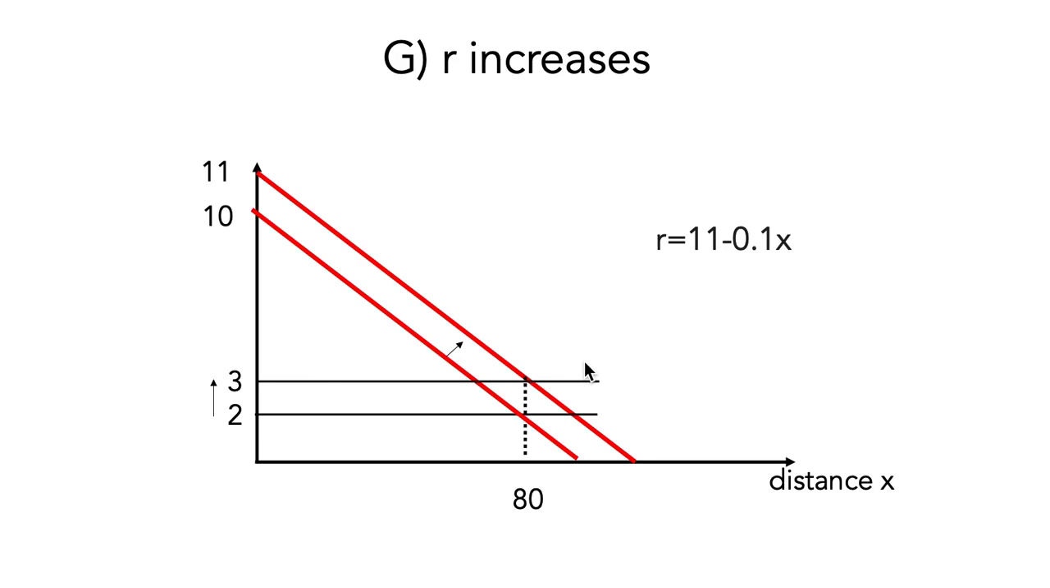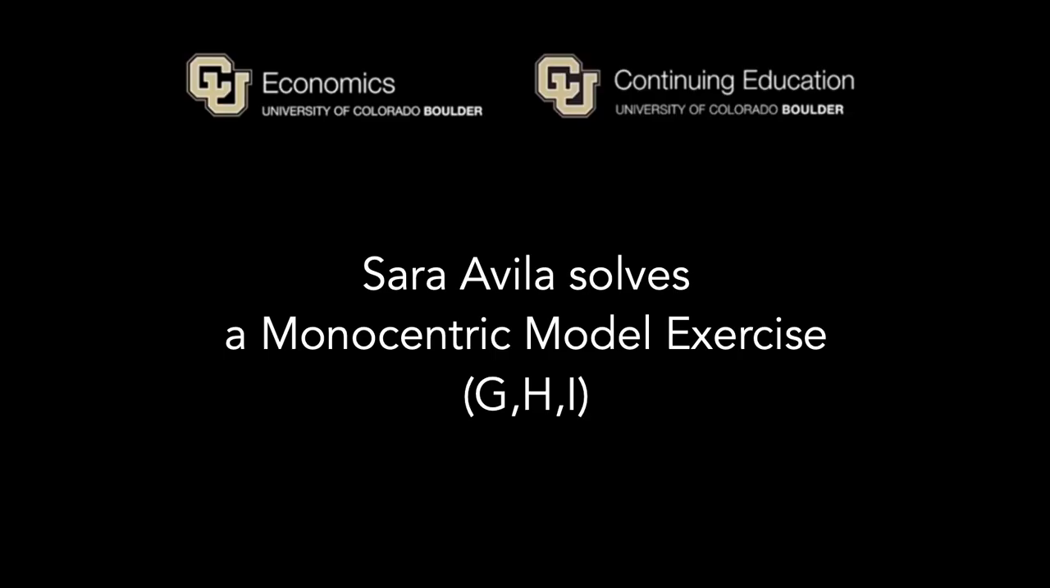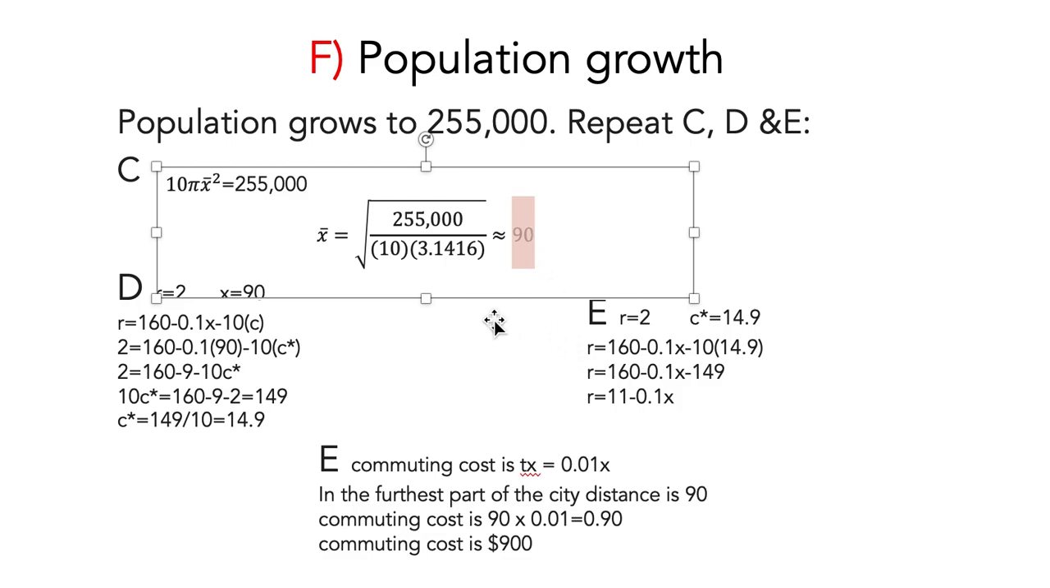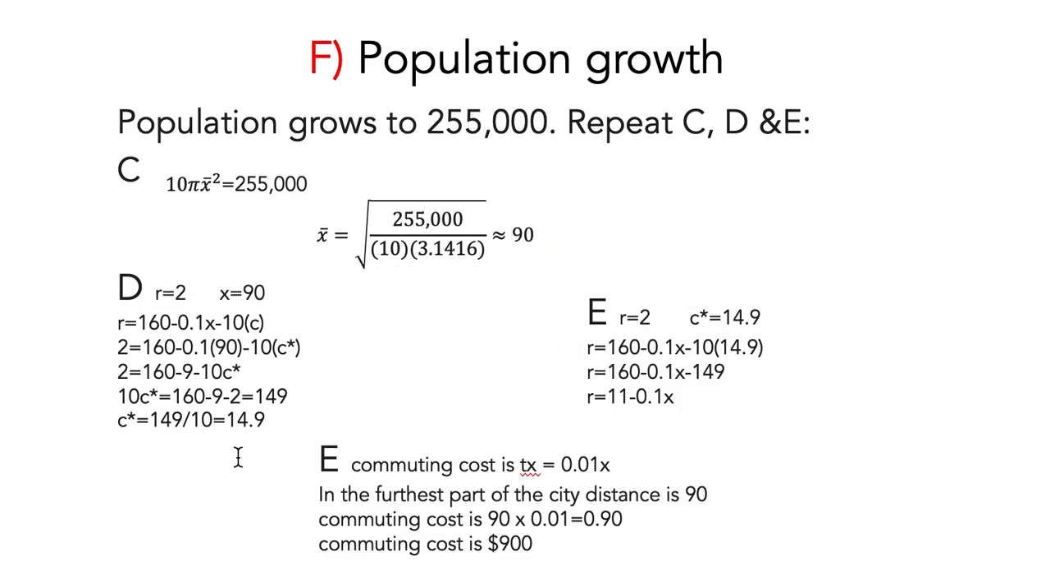Compare your answers with those that we have had before. Oh, that's what we just did, but let me remind you, what did we have before in F? We had 14.9. We had a population of 255, and in this case we had a radius of 90. And when we substitute the 90 here, we got a C star of 14.9. So we plug this inside the formula and we get 160, and we get that r equals 11 minus 0.1x. So basically, in this case, the commuting cost was higher.